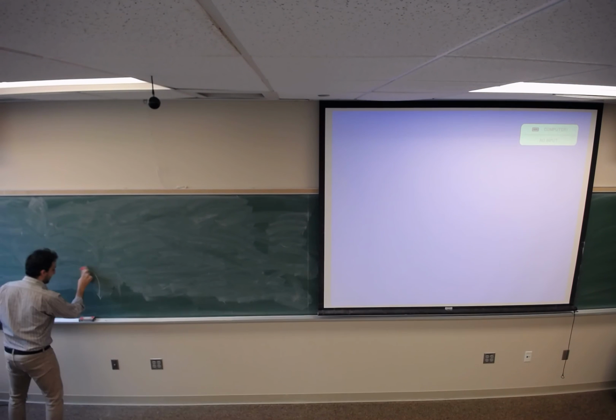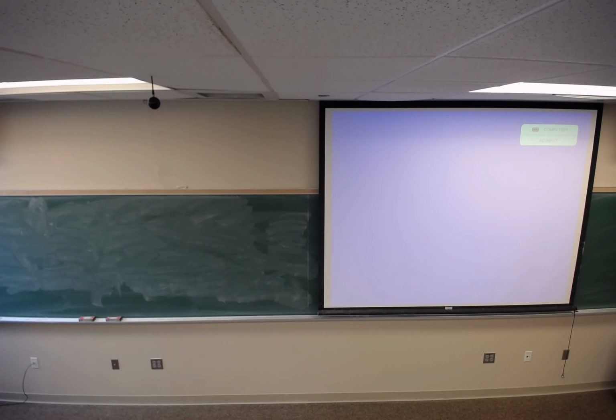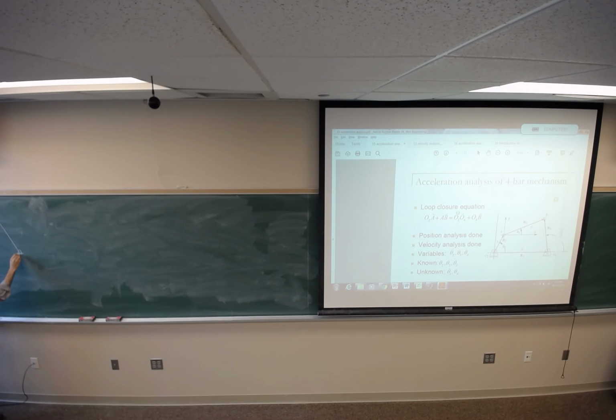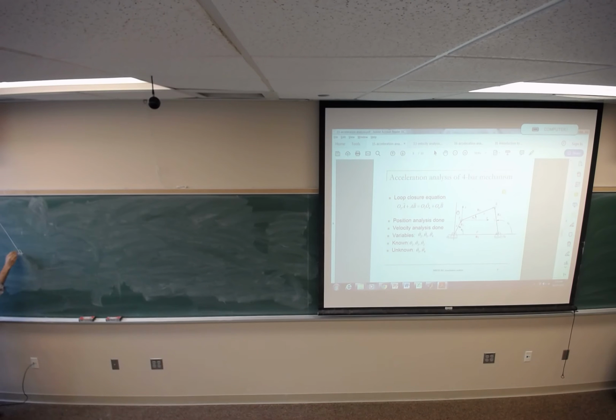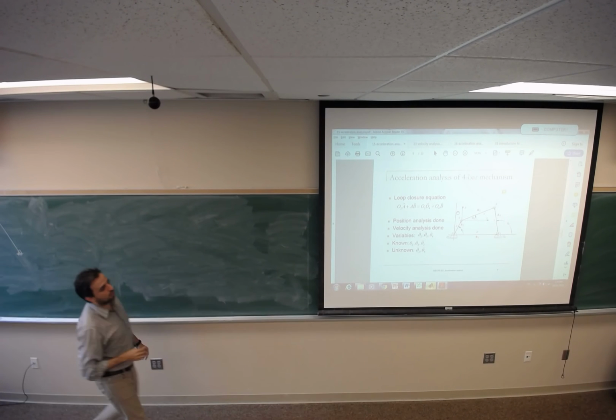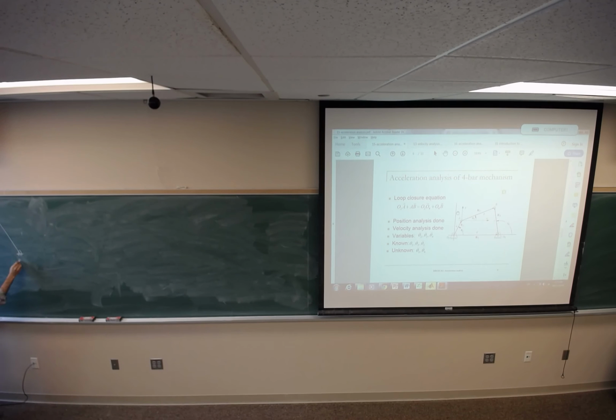All right. Yesterday we finished acceleration analysis for an offset slider crank. Today we are gonna work on the four-bar linkage mechanism. So if this is O2, A, B, and O4, theta 2, theta 3, and theta 4. This is A, this is B, C, and D, and this is the way that we form the vector.